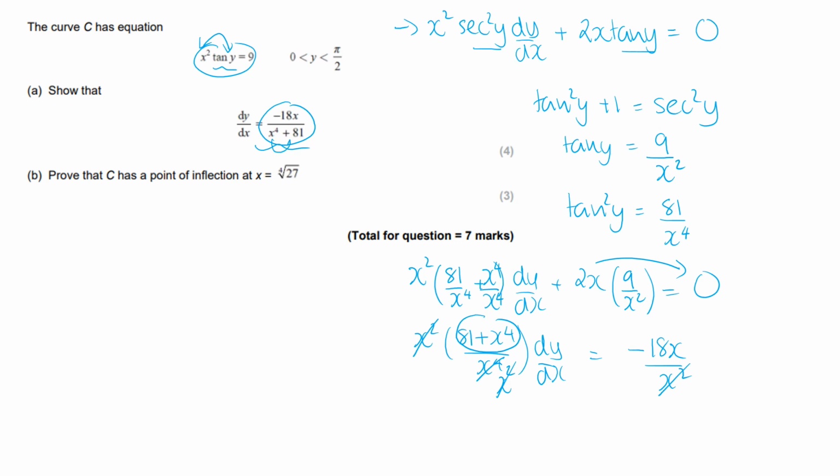They've got it the other way around, but I can just cross multiply and get that dy by dx is equal to minus 18x over the x to the 4 plus 81. So that's part A. Part B, prove that we've got a point of inflection at the 4th root of 27.